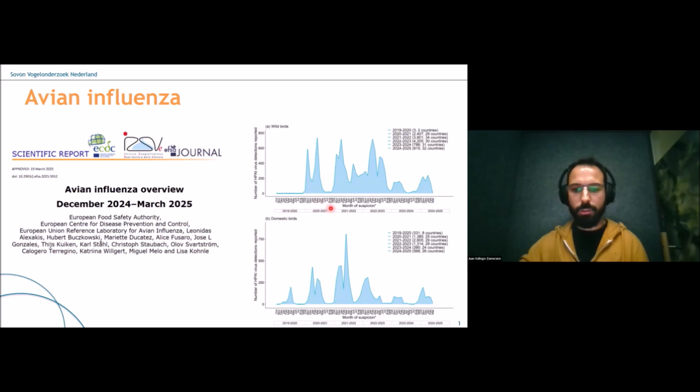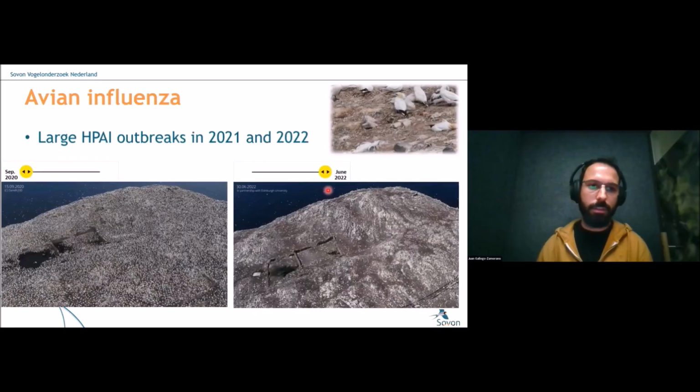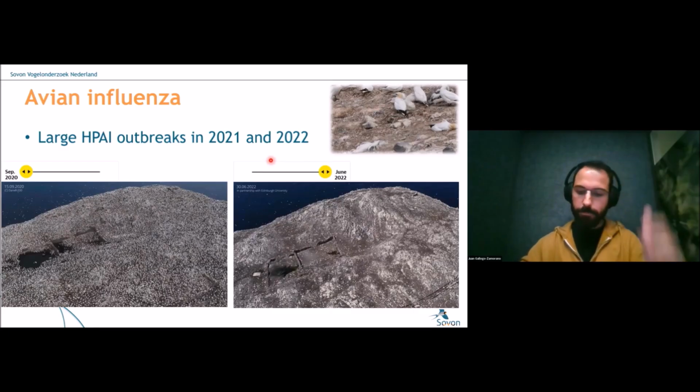And we saw with those reports that, for example, in 2021 and 2022 we had really large peaks, and also in 2023. These large outbreaks of avian influenza caused massive deaths in populations. Here is a population, I think this was in Edinburgh, of gannets, of seabirds. You can see the difference between one year and two years after, how this population completely vanished due to this large outbreak of avian influenza.